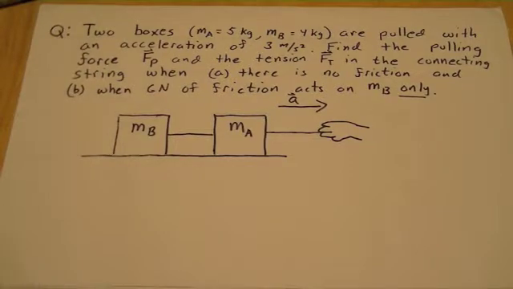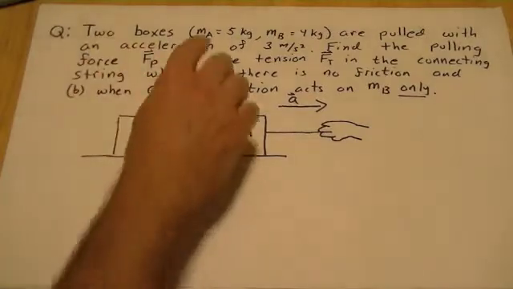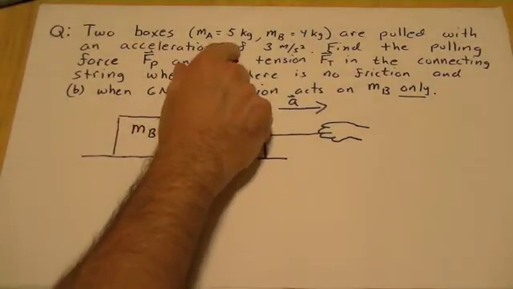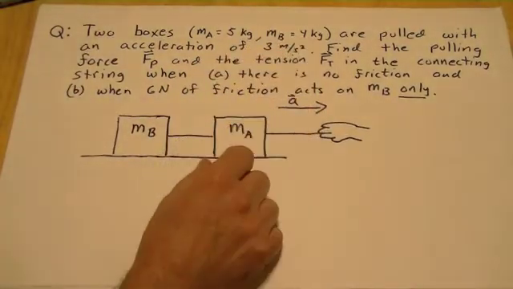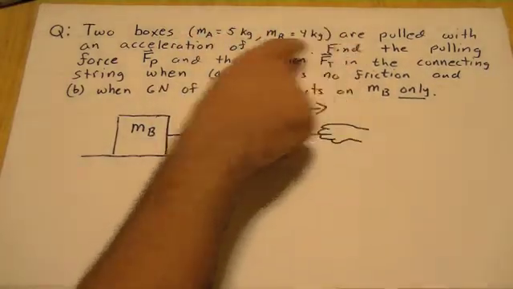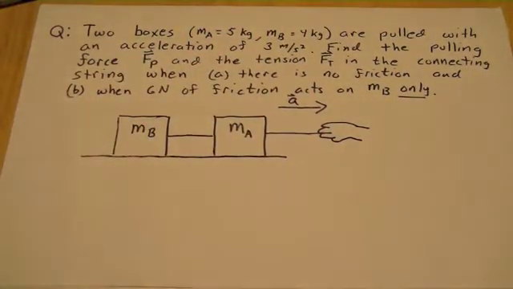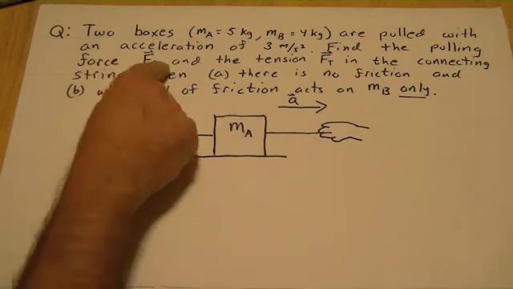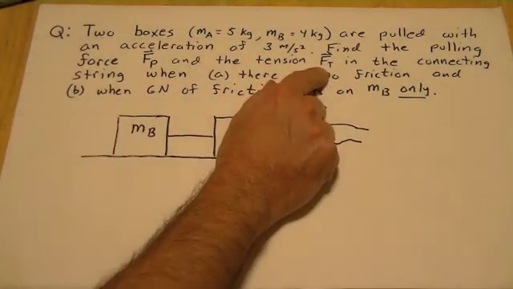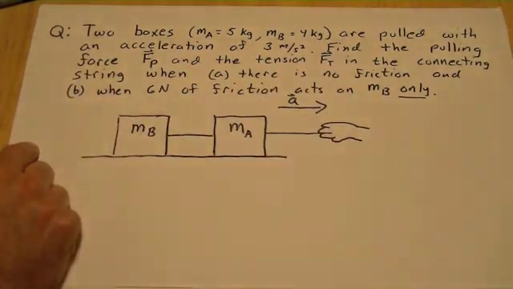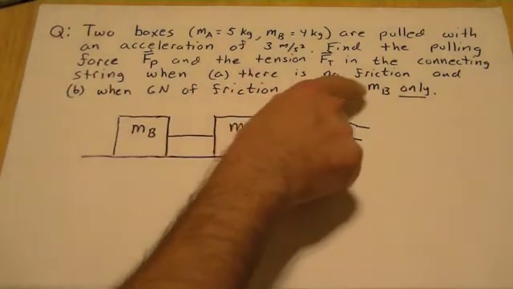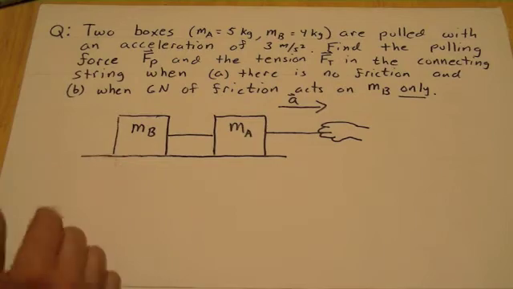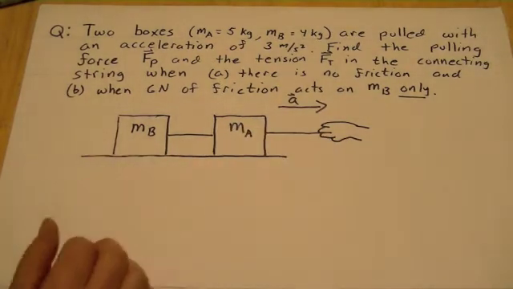So in this problem, we have two boxes. Mass A equals 5 kilograms and mass B equals 4 kilograms. Two boxes are pulled with an acceleration of 3 meters per second squared. Find the pulling force Fp and the tension Ft in the connecting string when there is no friction and when 6 newtons of friction acts on mass B only. So here's a sketch of what's going on.